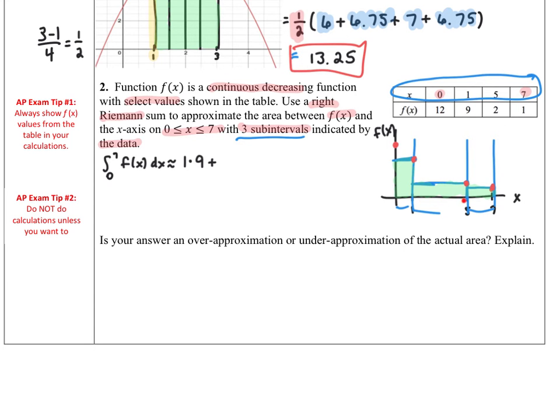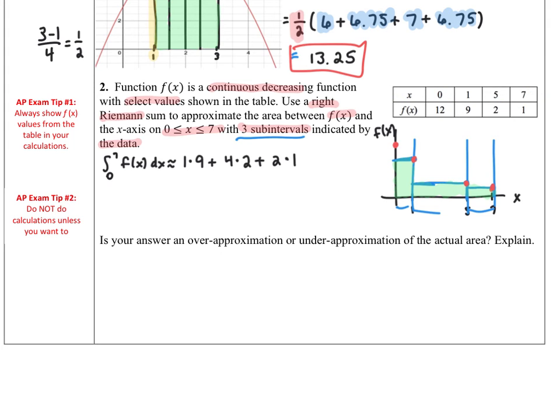Rectangle number 2 goes from a 1 to a 5, so it's 4 units wide. Its height is given by whatever the y value is when x is 5, and f of 5 is 2, so it's a 4 by 2. Rectangle number 3 goes from 5 to 7 on the x, so it's 2 units wide, and the y value is given by whatever the y value is at 7, which is a 1, so it's a 2 by 1.